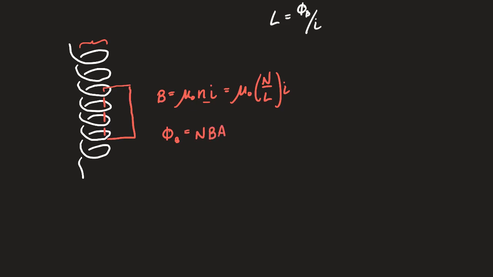NBA. And I don't mean the National Basketball Association. B is the size of the magnetic field we just talked about. A has to be the area, and N would be the number of turns.